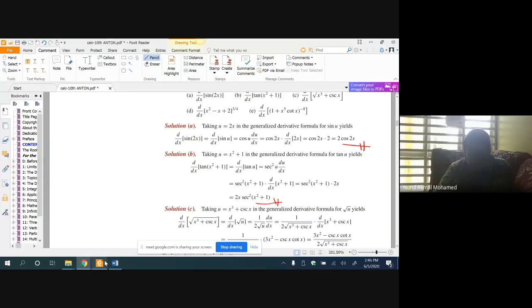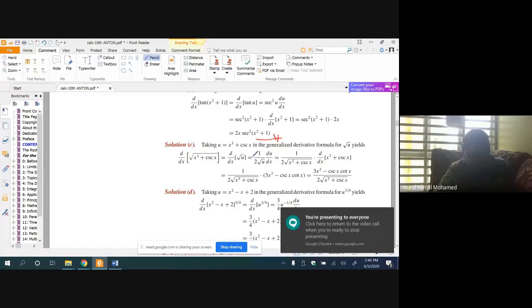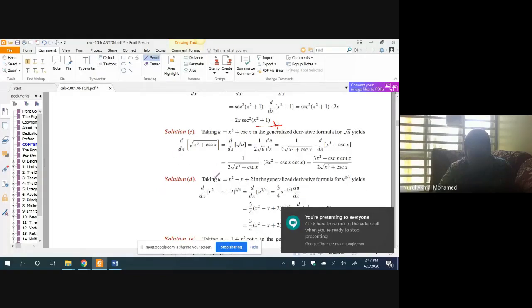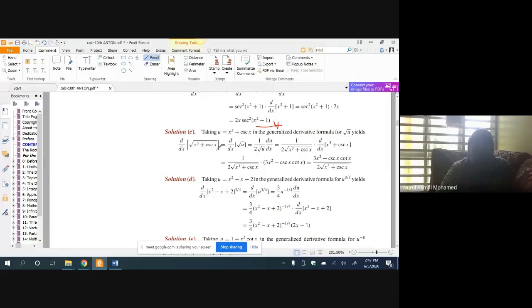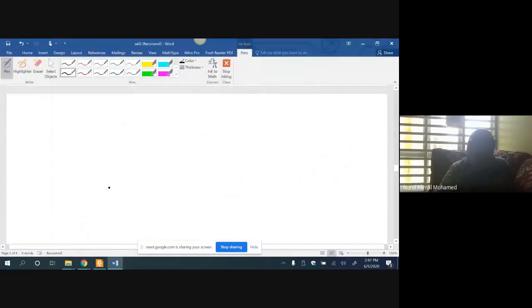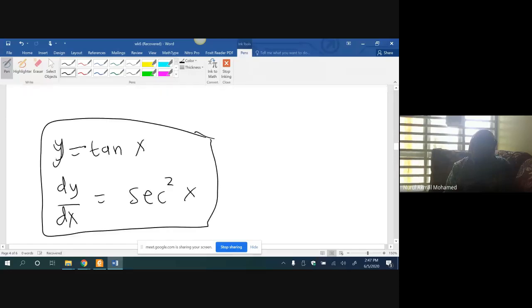Okay, now let's go to the third example. The example is the square root of x cubed plus cosecant x. So this is one of the difficult questions.